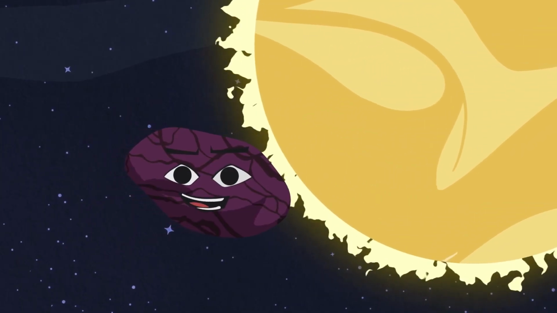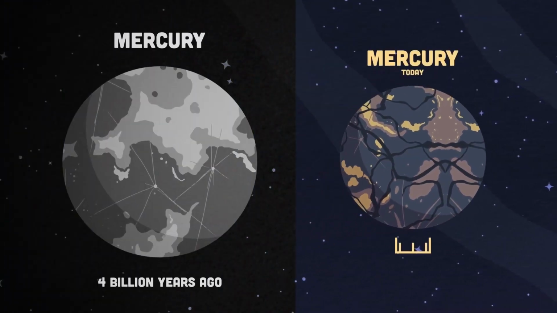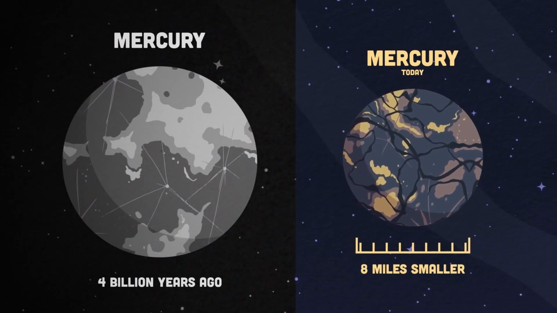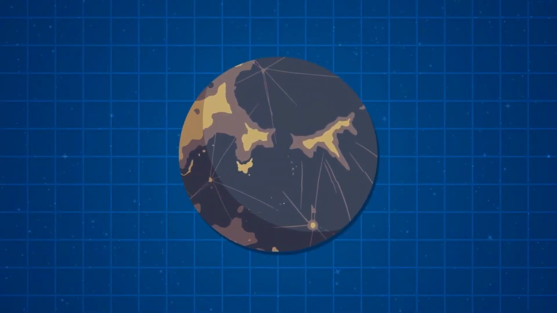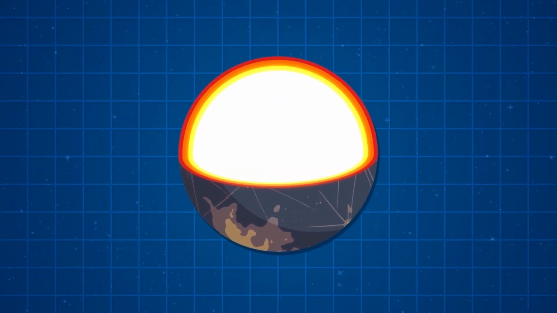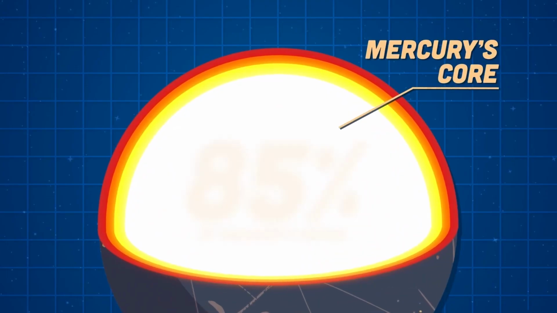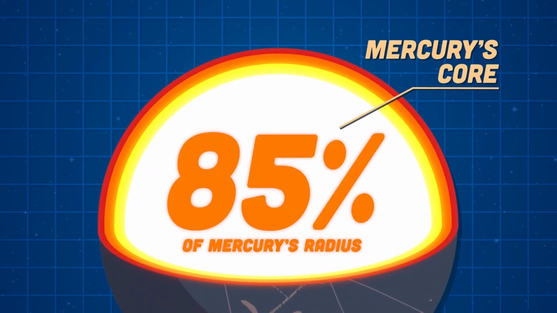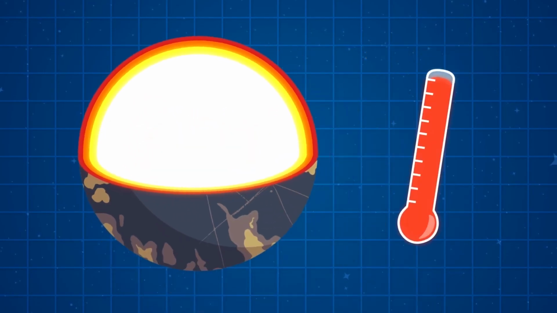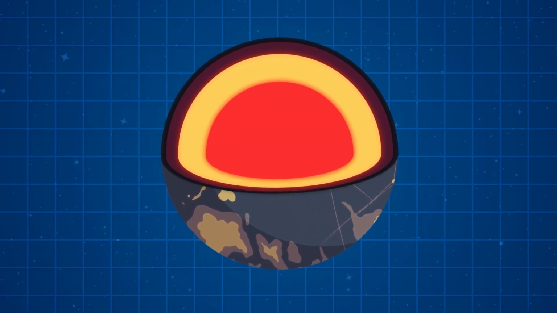But why is this? Scientists confirm Mercury has been shrinking since its distant past. Over 4 billion years, it's become 8 miles smaller in diameter. The reason Mercury is shrinking is its cooling core. Let's look inside the planet to learn more. Mercury has a large metallic core, 85% of its radius, which is very large for a planet. When the core cools over this amount of time, a planet will shrink.